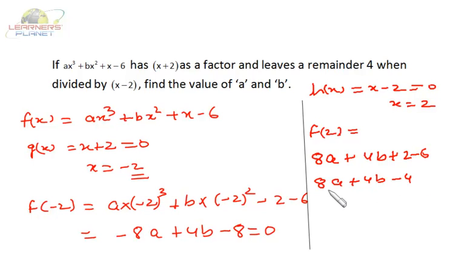So we are getting the remainder as 8a plus 4b minus 4. And in the question, this remainder is actually 4. That means this expression is nothing but 4. So 8a plus 4b is equal to 8. Now we are having a set of simultaneous equations. That means we are having two equations and we have to get the values of a and b.